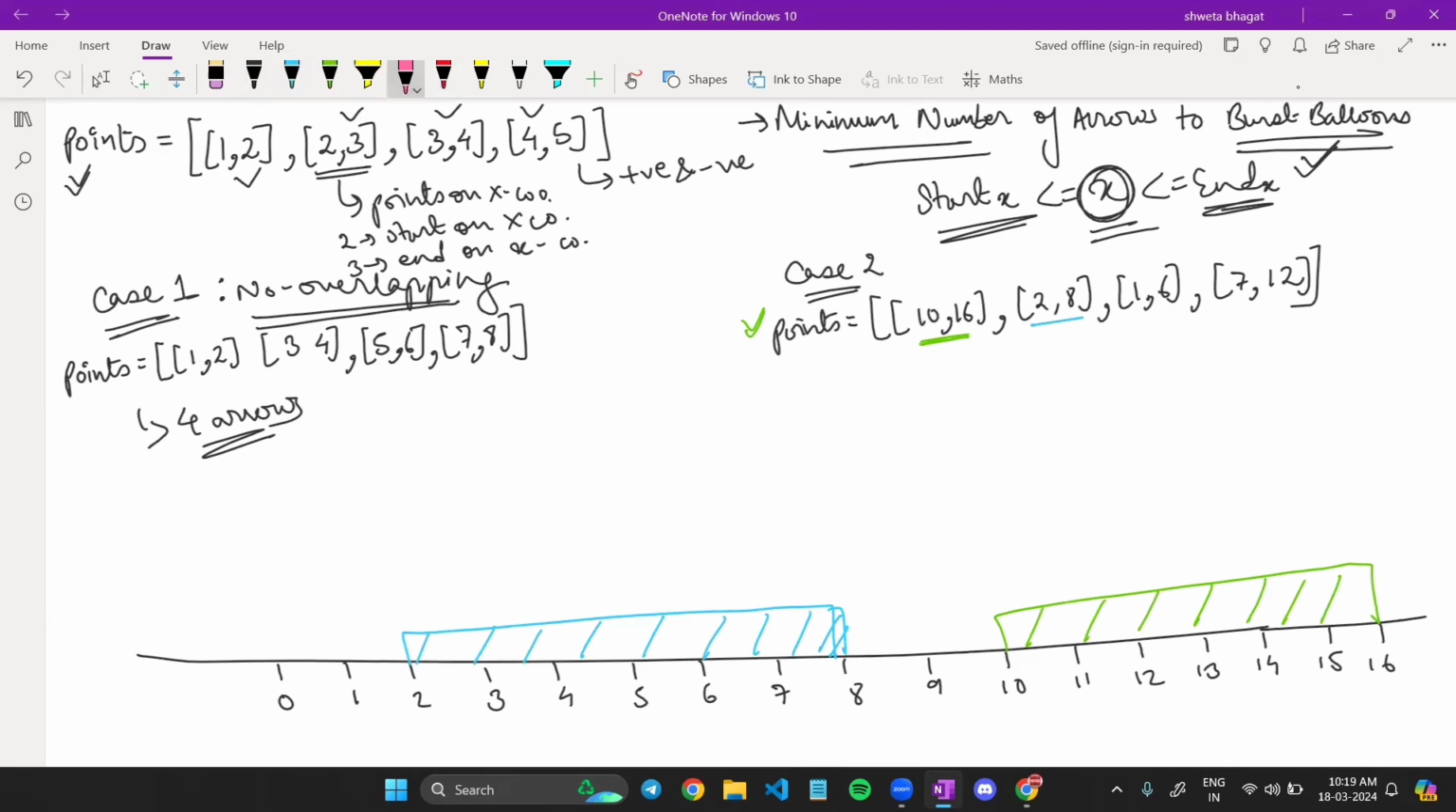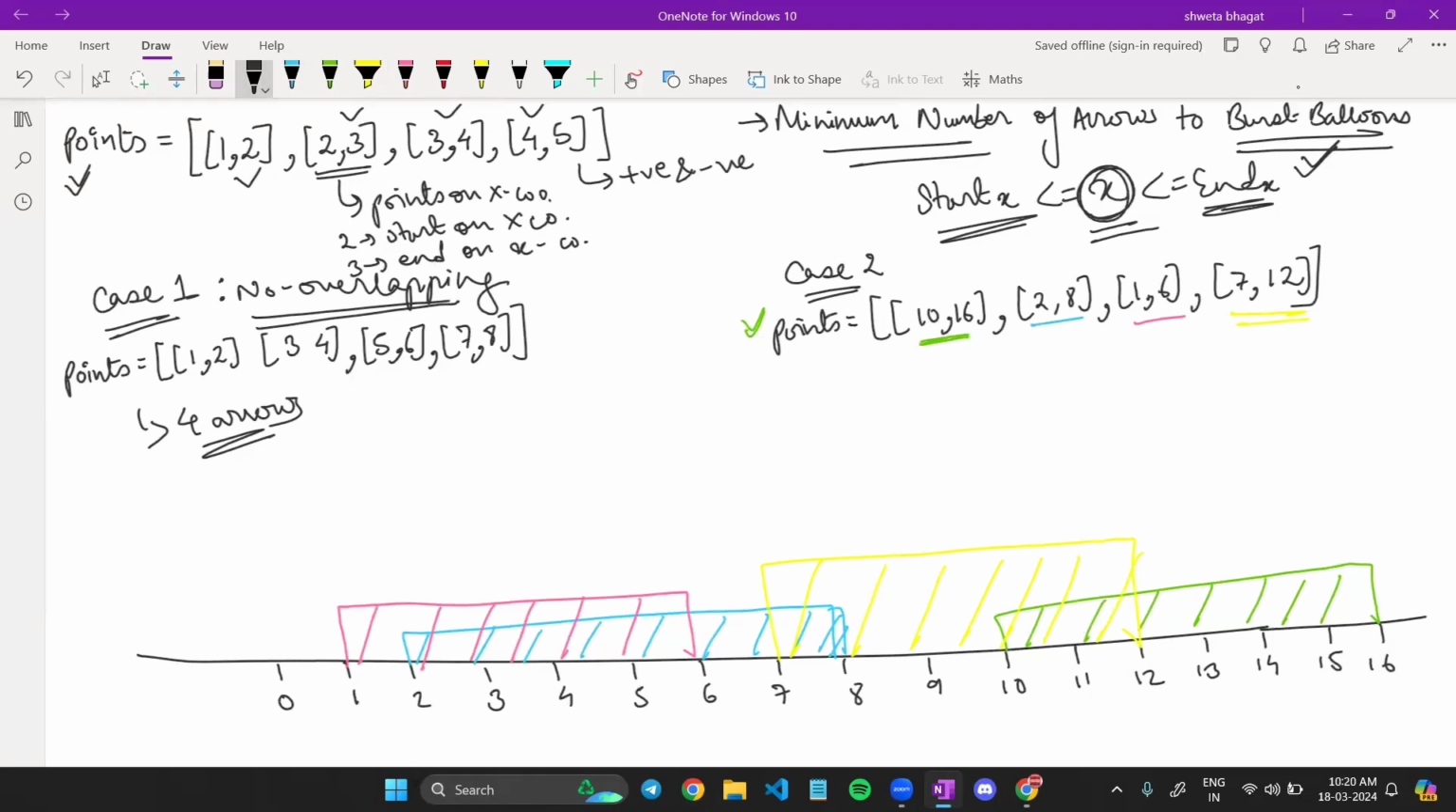Now let's represent the third balloon. So the third balloon is from 1 to 6. So we have 1, 2, 6. So here is our third balloon, correct? Now let's represent the fourth balloon. So the fourth balloon is from 7 to 12. So we have 7 over here and 12 over here. So here is our fourth balloon.